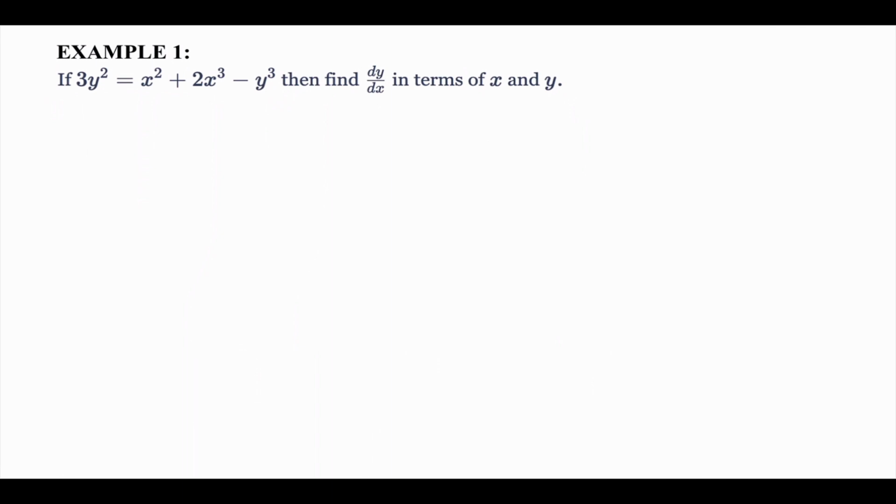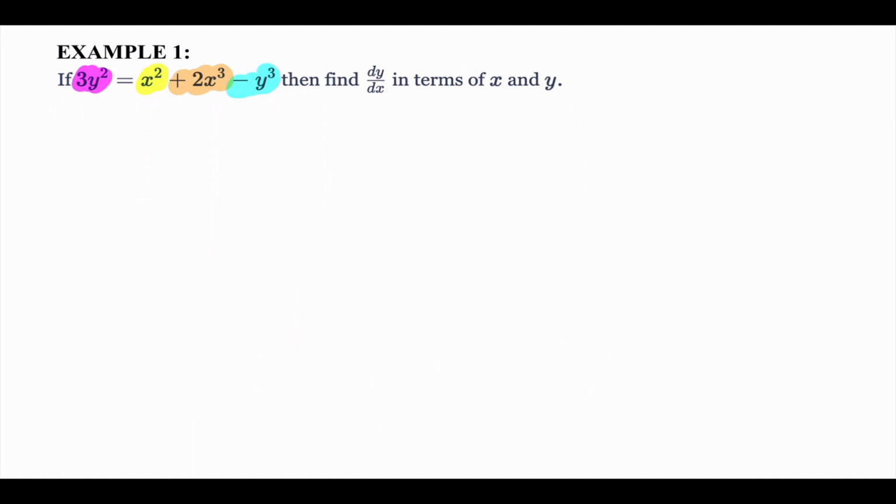Okay, example number 1. If 3y squared equals x squared plus 2x to the third minus y to the third, find dy dx. Okay, that means find the derivative, right? This is implicit because I have y's and x's living together. When I have that, it's implicit. So I'm going to do it piece by piece. I have 4 things that I need to find the derivative of.